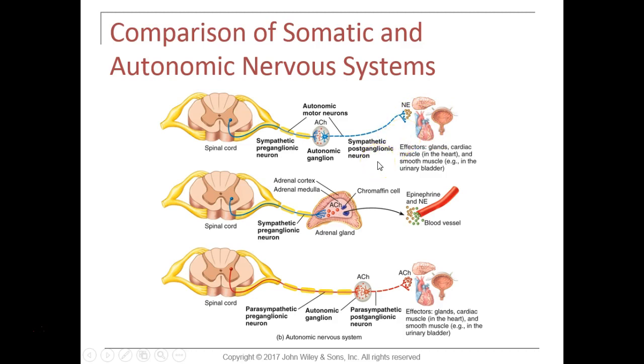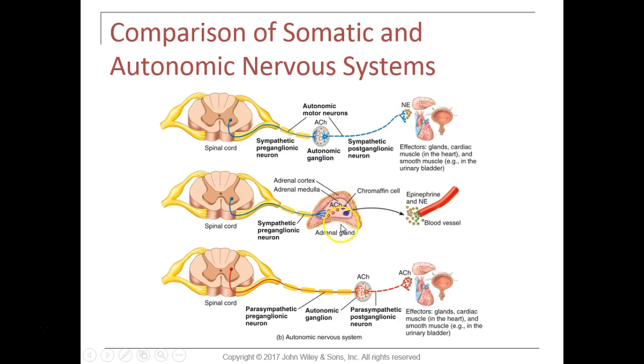Now, there is one exception to the rule, where we have a preganglionic neuron and then a postganglionic neuron before we ever get to the effector to bring about a physiological change. And that exception is in the sympathetic nervous system, where a preganglionic neuron leaves the spinal cord via the anterior root of a spinal nerve and terminates in the very middle of the adrenal gland.